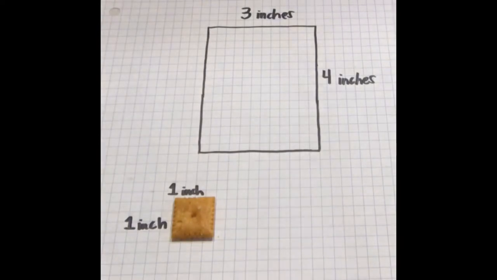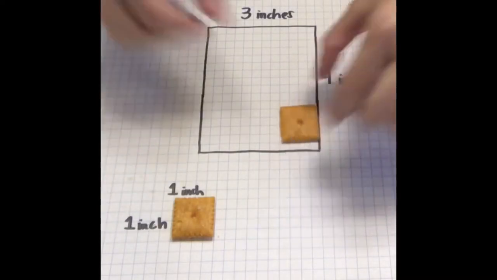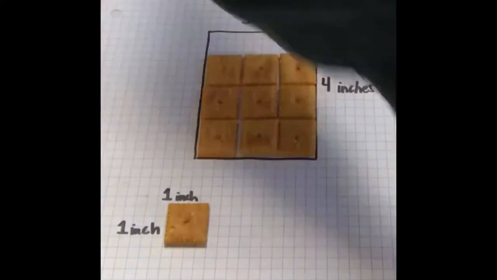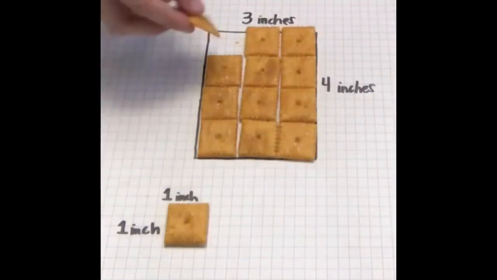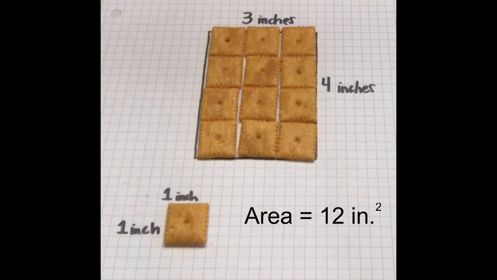So to find the area of this rectangle here, that's 3 inches by 4 inches, I'm just trying to figure out how many Cheez-Its fit inside, or how many square inches fit inside. And so we can see that 12 Cheez-Its fit inside, so that means the area of this rectangle is going to be 12 inches squared.